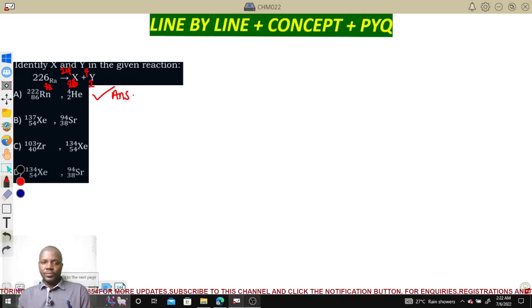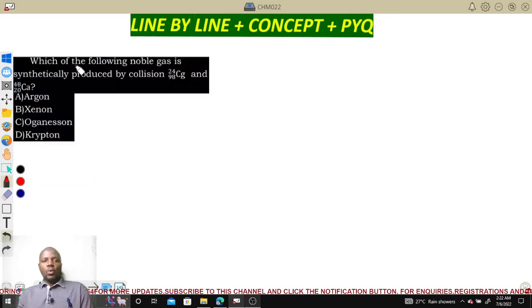The next one. Now, it says, which of the following noble gases is synthetically produced by collision of Cf and Ca? I told you about these two. I told you it is Og that is produced by synthetic collision of Cf and Ca. Please note that. So this is the answer to the question. Oganesson is produced by that method.